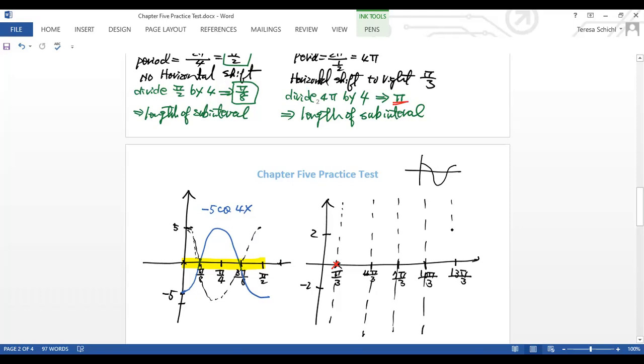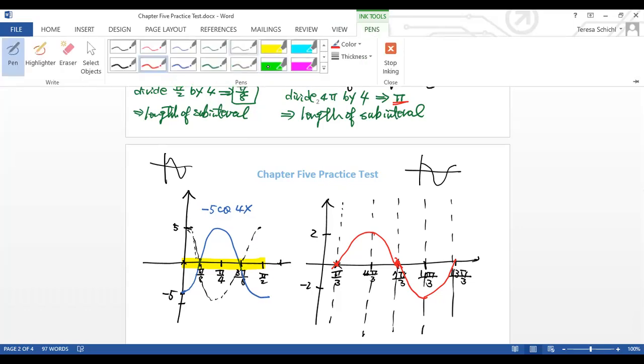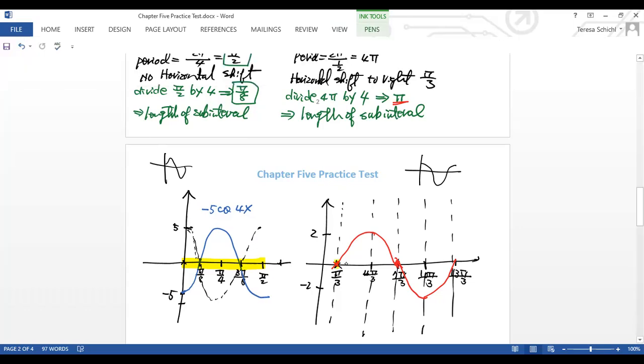Okay, so remember the sine parent function goes like this, right? So now I can graph here because I'm starting here, right? So that's why I can have this. So it goes like this. All right. Now as you can see, I complete one cycle in this area. So what is 13 pi over 3 minus pi over 3? It's 4 pi. That's the period.